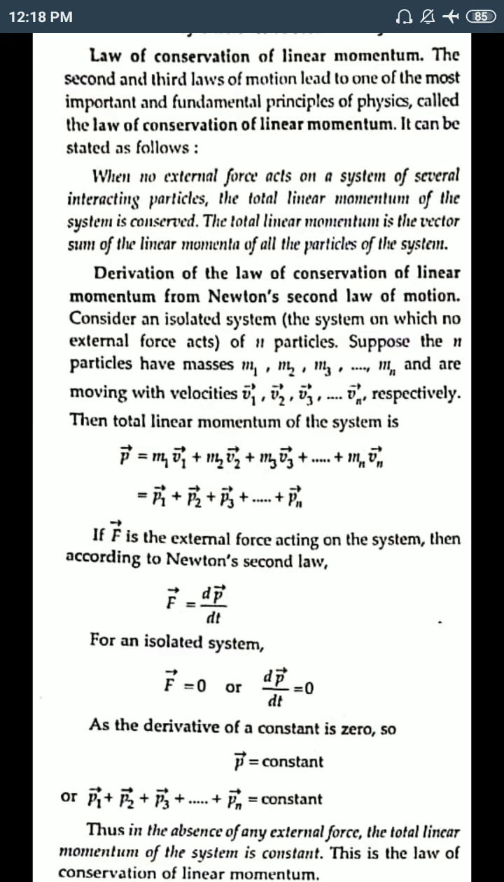So this is nothing but the statement: when no external force acts on a system of several interacting particles, the total linear momentum of the system is conserved. The total momentum is the vector sum of the linear momenta of all the particles of the system. So in the absence of external force, the total linear momentum is constant. This is nothing but the law of conservation of linear momentum.